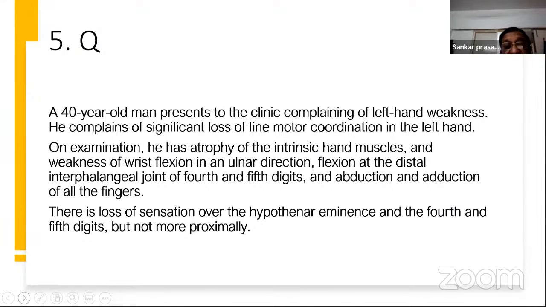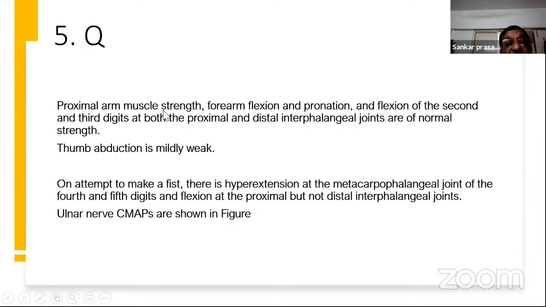There is loss of sensation over the hypothenar eminence and the fourth and fifth digits, but more proximal arm muscle strength, forearm flexion, pronation, and flexion of the second and third digits at both proximal and distal interphalangeal joints are normal. Thumb abduction is mildly weak.